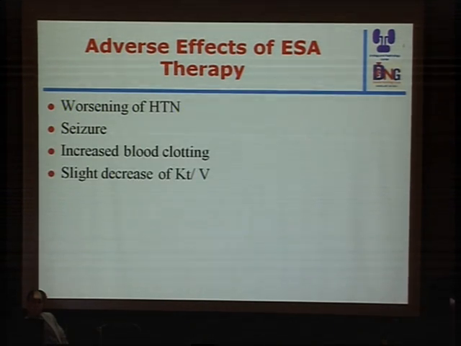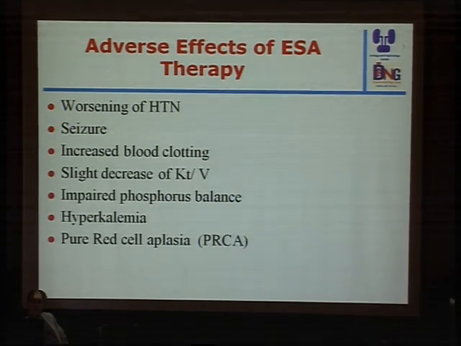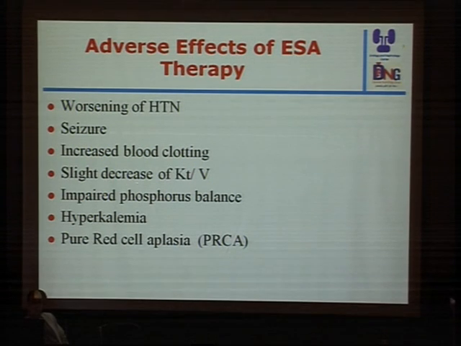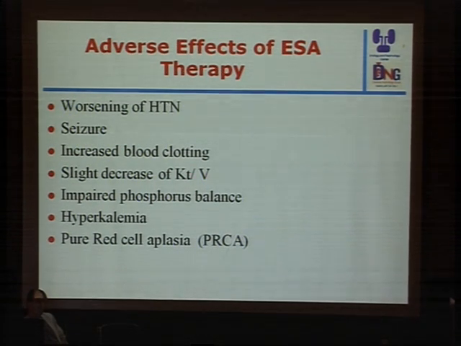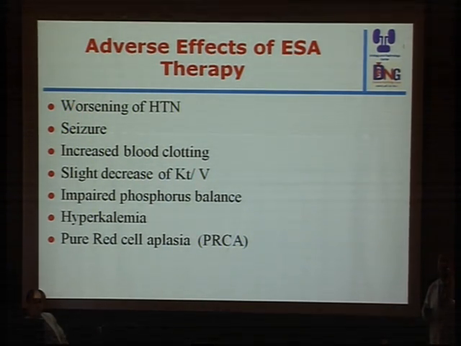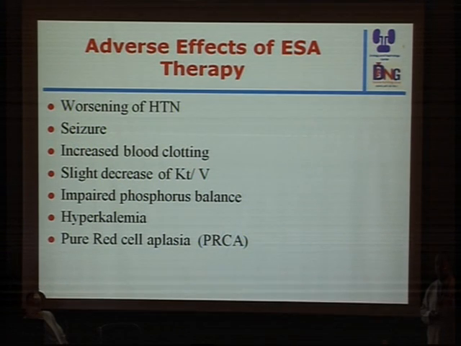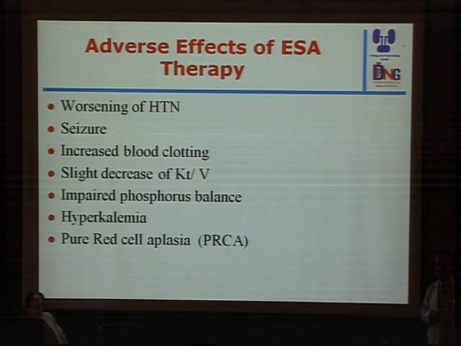These are the adverse effects, the same. But my question to you: why is the use of ESA therapy associated with a slight decrease in dialysis adequacy? Why? How to think in the answer to this? Why, when I use ESA therapy to treat anemia and hemoglobin improves, does dialysis adequacy decrease, and I need to increase dialysis delivered to the patient? Why?